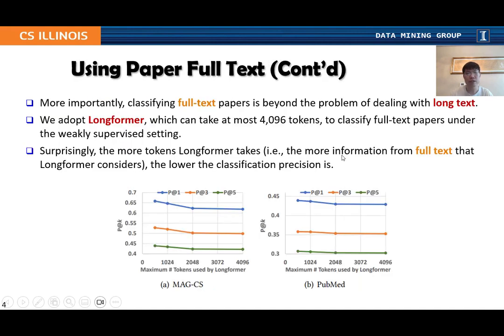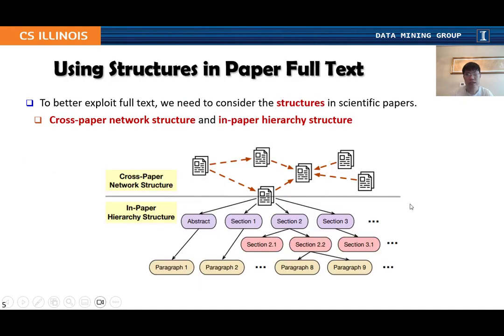More importantly, we want to argue that classifying full-text papers is beyond the problem of dealing with long text. To show this, we adopt a Longformer, which can take more than 4,000 tokens, to classify full-text papers under the weakly supervised setting. Surprisingly, we find that the more tokens Longformer takes, the lower the classification precision is. So in this case, we find that to better exploit full text, we need to consider the structures in scientific papers instead of treating it as a linear sequence.